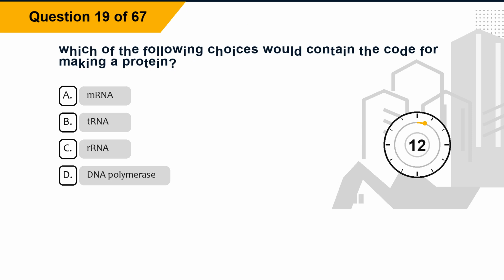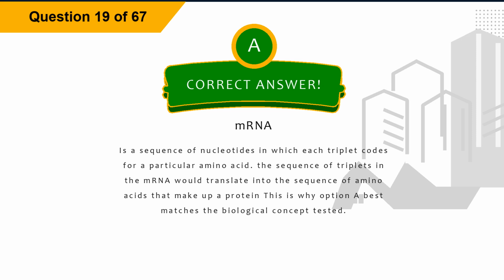Question 19. Which of the following choices would contain the code for making a protein? Option A, mRNA. Option B, tRNA. Option C, rRNA. Option D, DNA polymerase. The correct answer is option A, mRNA. Explanation. mRNA is a sequence of nucleotides in which each triplet codes for a particular amino acid. The sequence of triplets in the mRNA would translate into the sequence of amino acids that make up a protein. This is why option A best matches the biological concept tested.